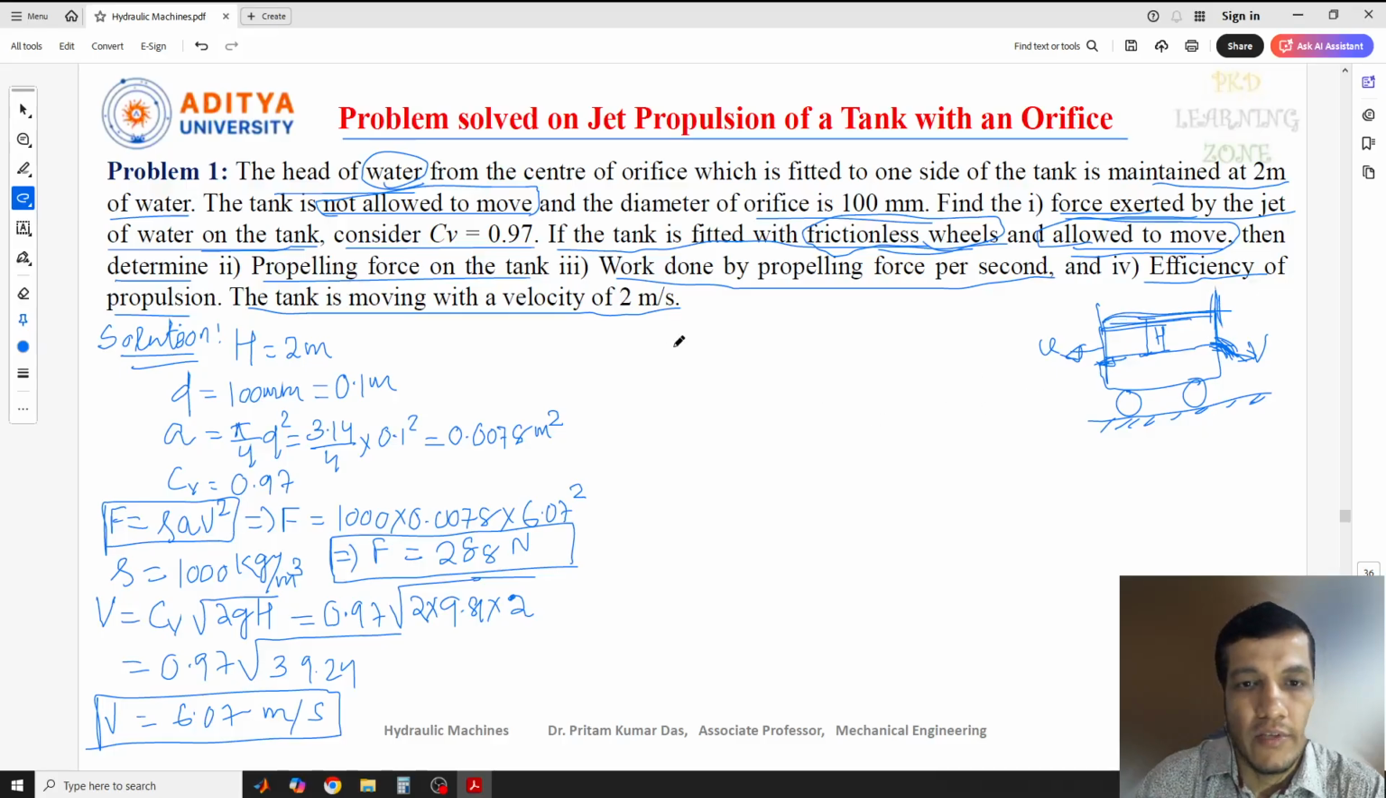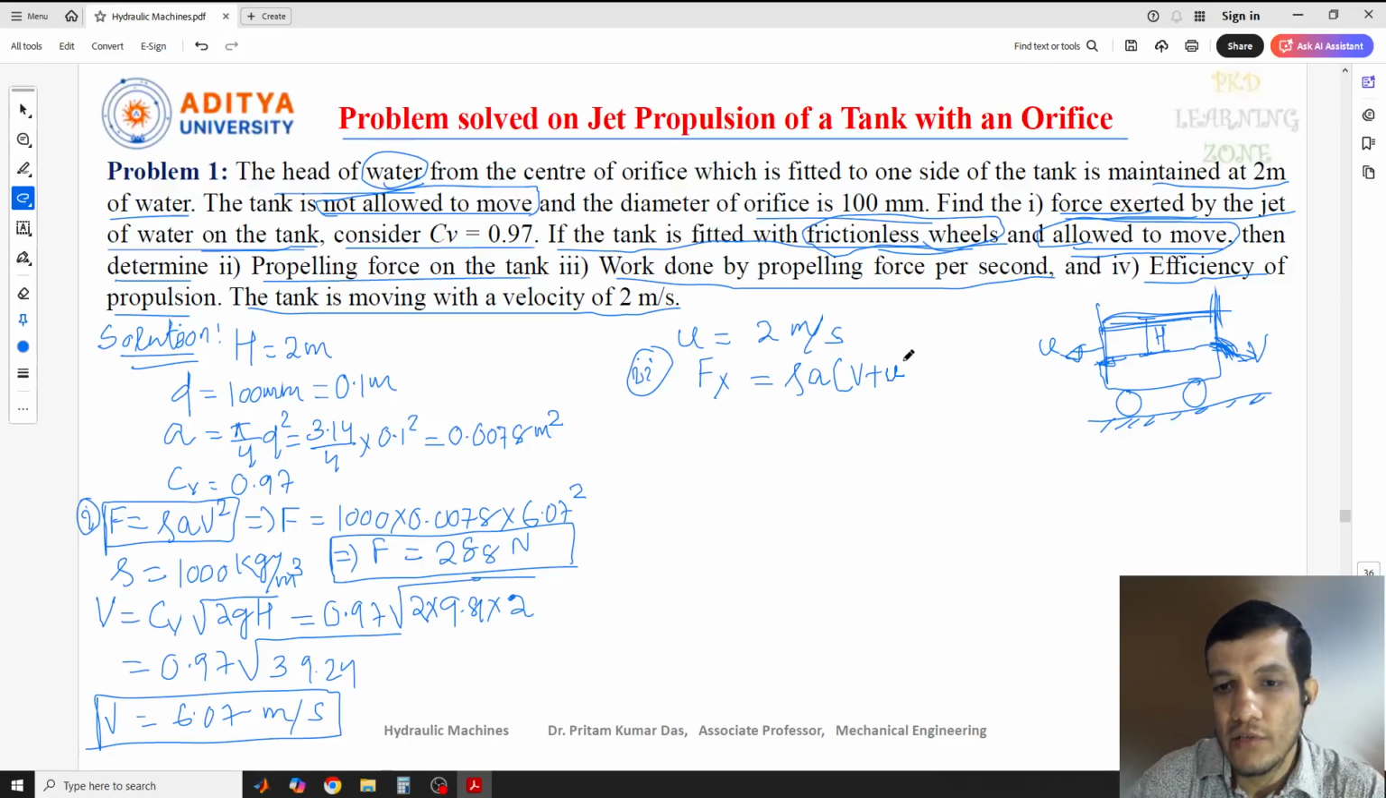Okay. Now for this condition, let u equal to 2 meter per second. We need to find out, as I told you, the second one, the propelling force. The propelling force we have derived in our last lecture. That is nothing but rho a v plus u into v. This is the formula, because there we have taken the relative velocity.